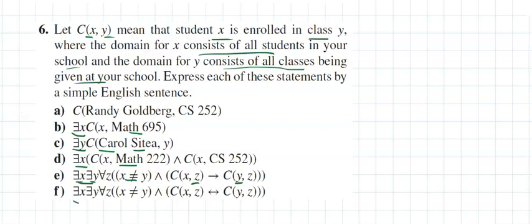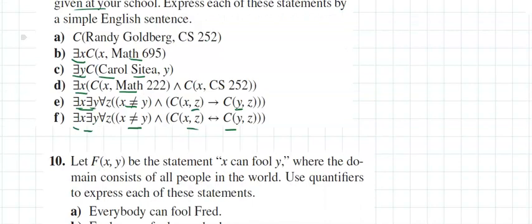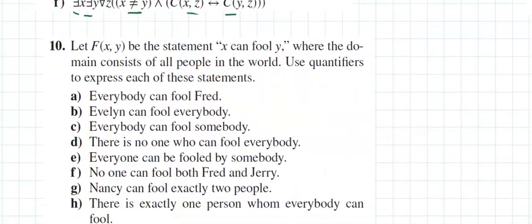The last one says there exist two distinct people who are enrolled in the same courses. So this runs back and forth. There exist two distinct people who are enrolled in exactly the same courses. Whenever one of them is enrolled in a class, the other one is, and vice versa.